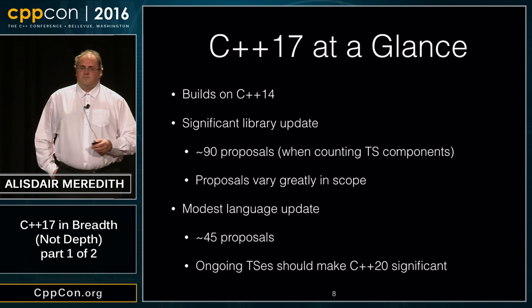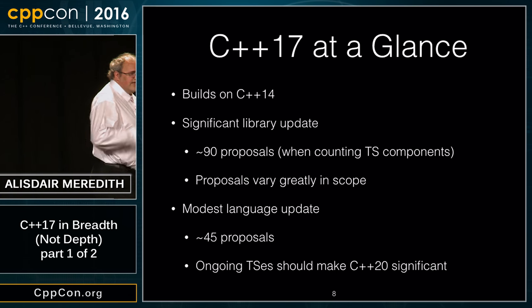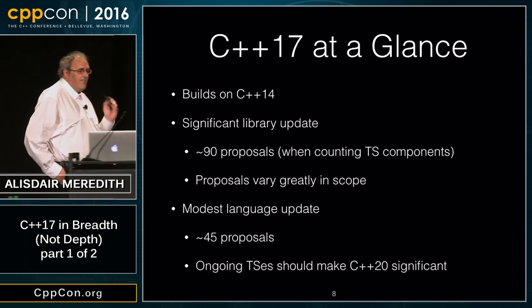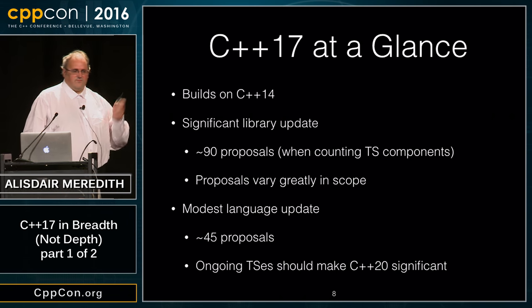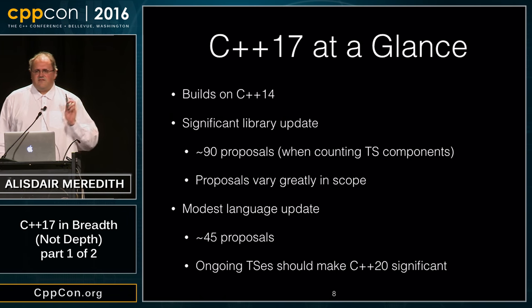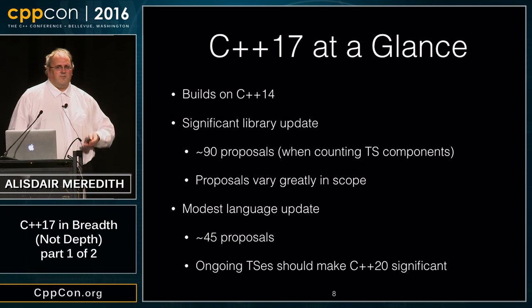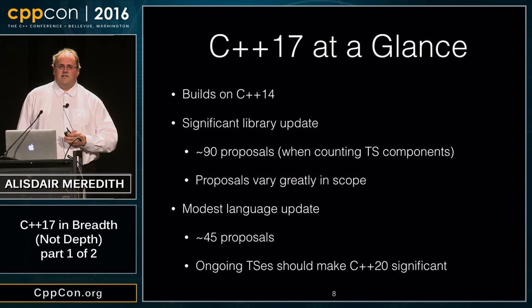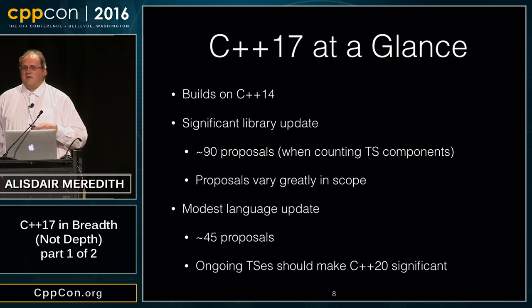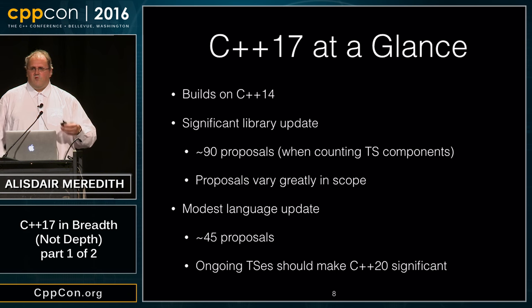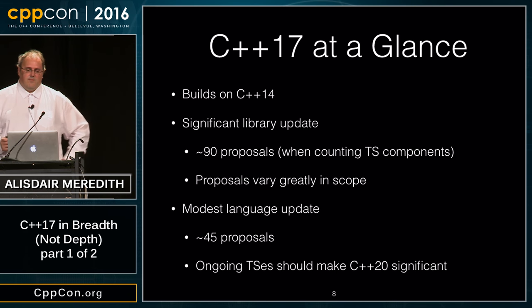So what have we done with C++17? C++17 at a glance. It builds on C++14, which we published 2 years ago. As I say, it's a significant library update. You saw from the previous page count, we're adding almost 200 pages to the library. And most of that's coming through libraries that we've already trialed in existing technical specifications, so they're coming already in good shape, well tested.